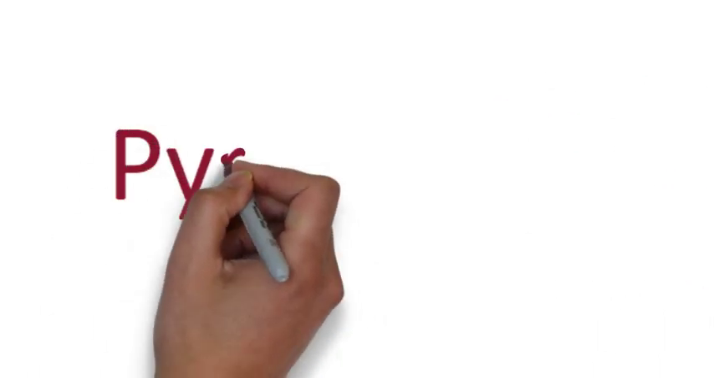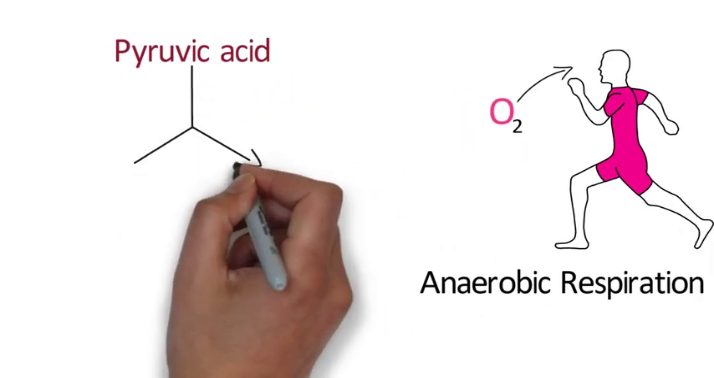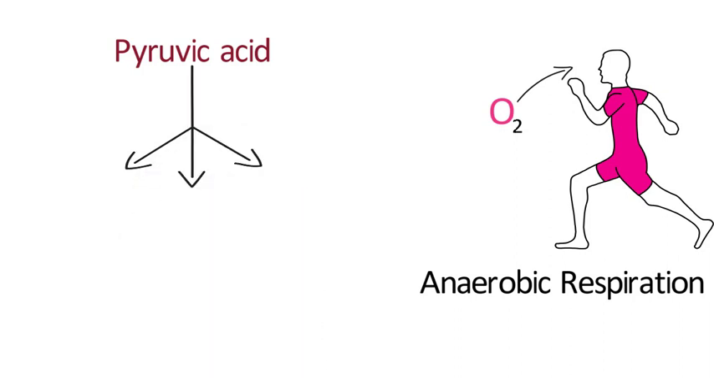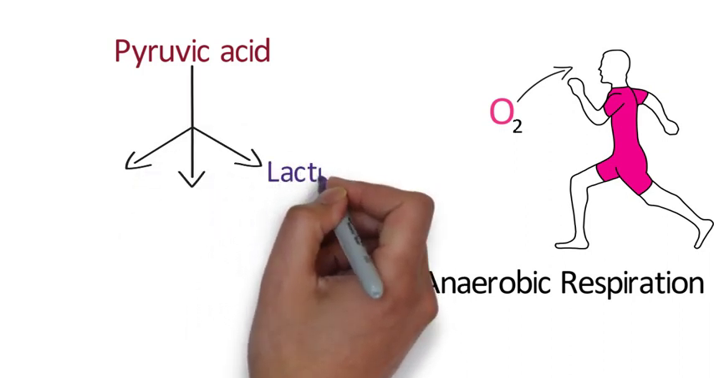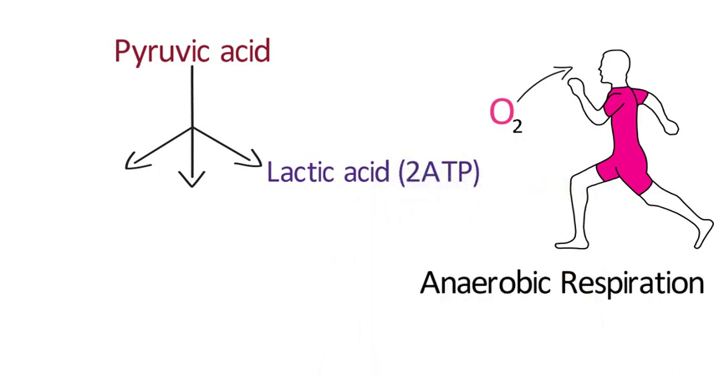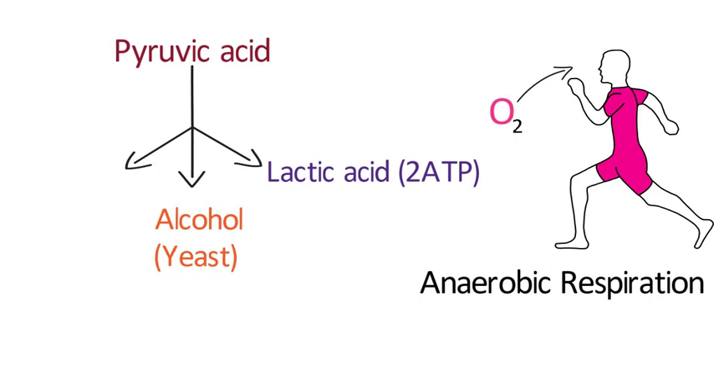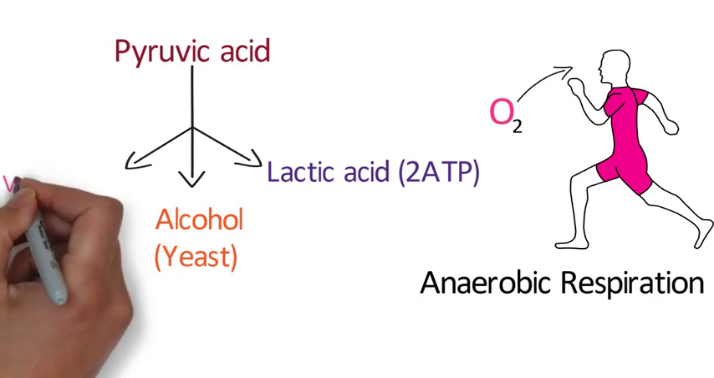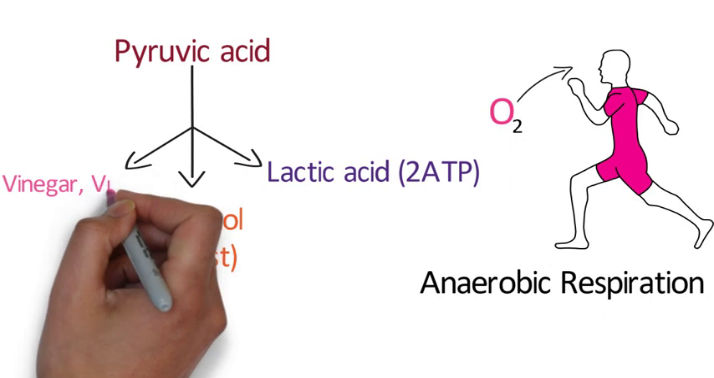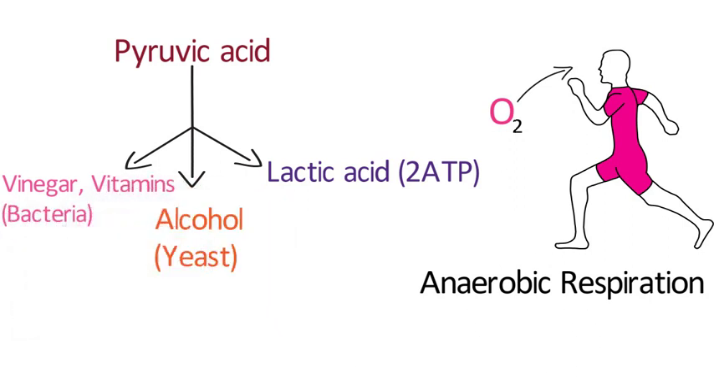So what happens in anaerobic respiration is that the pyruvic acid which has been produced gets broken down in another pathway. There is no TCA cycle here. So in human beings, in the muscle cells, lactic acid is produced instead of acetyl coenzyme A, and only 2 ATP molecules of energy are produced, whereas previously there were 38 ATP molecules. And in yeast, alcohol is produced, and in certain bacteria, vinegar and vitamins are produced. These two processes are known as fermentation. So in the case of anaerobic respiration, glucose is incompletely broken down.